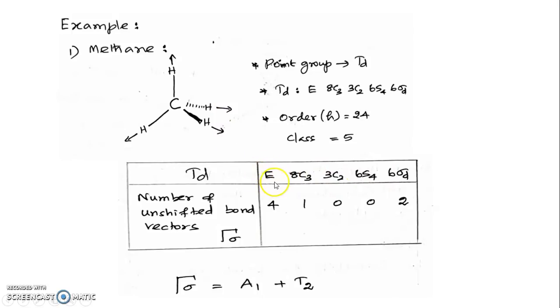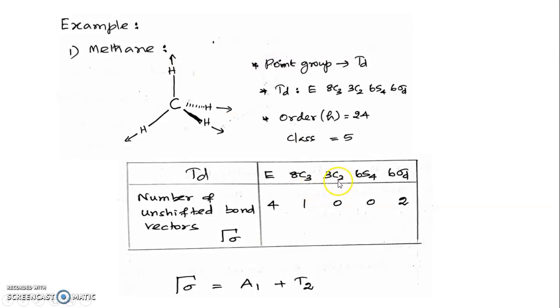First, what is the identity operation? Doing nothing. Therefore, all the 4 bond vectors remain as such, so the number of unshifted bond vectors is 4. If you do C3, you know very well the C3 axis passes through one of the carbon-hydrogen bonds. You can take any C-H bond; I will take this one. If you fix an axis passing through this bond and rotate, the remaining 3 bond vectors shift their position, whereas this bond vector lies along the axis. Therefore, that bond vector remains unshifted. So the number of unshifted bond vectors is 1.